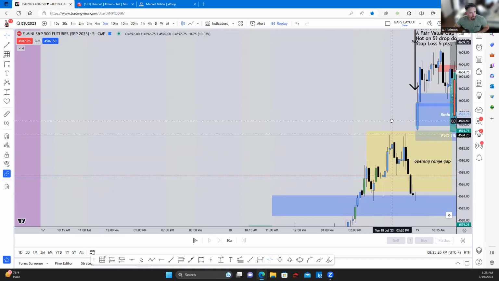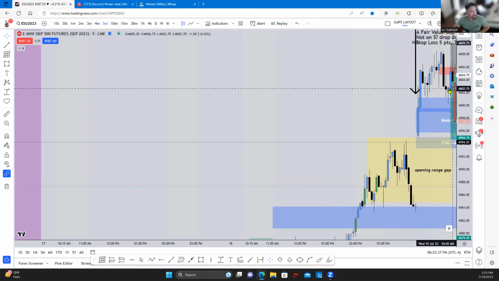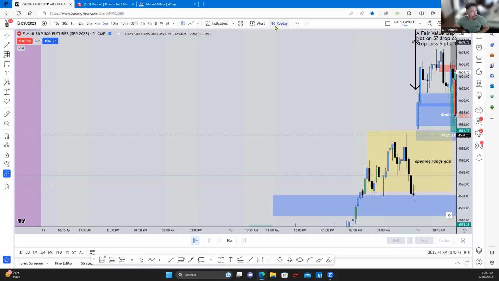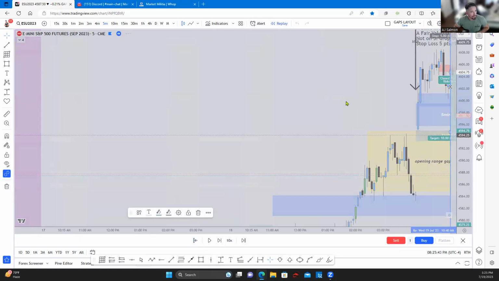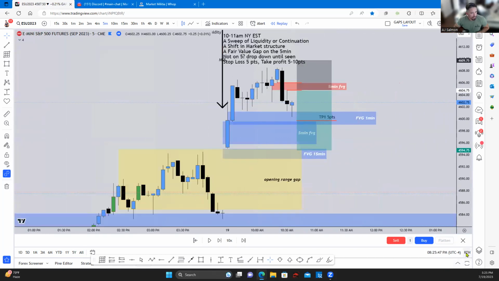So about 45 to 50% of the time, the market's going to want to come down and fill some of this range in. Not always, but it's a good way to look at it as a draw on liquidity. Okay. So let's go back to the 5-minute and replay mode. Okay. So what else am I looking at here? We go back to electronic trading hours.